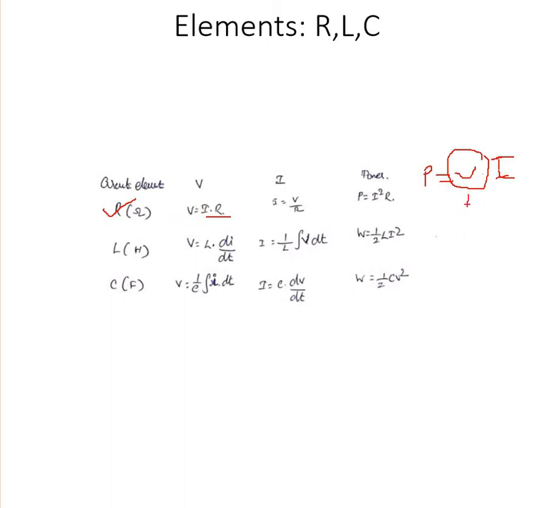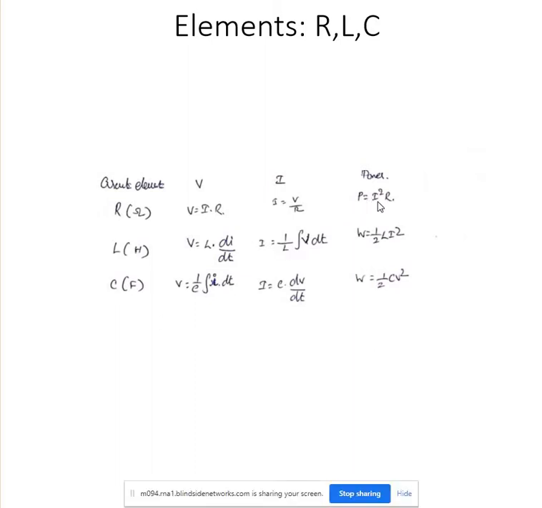So P is equal to V into I, with the V value substituted, so I into R into I, which is I squared into R. Next, about inductance and capacitance.